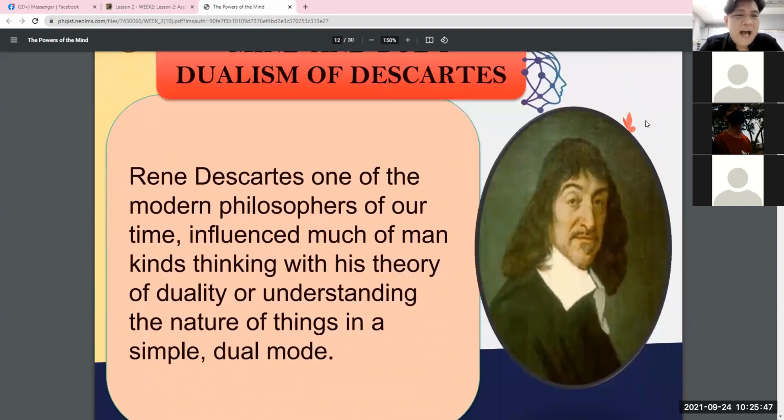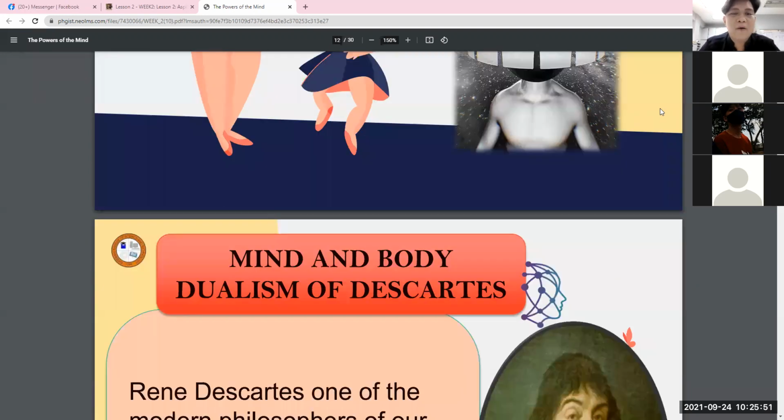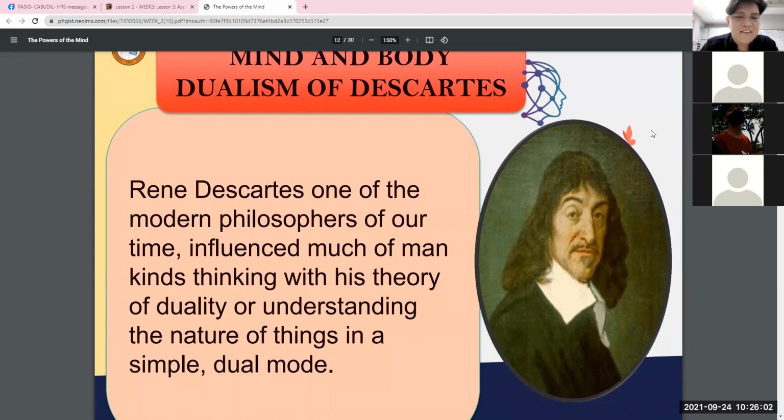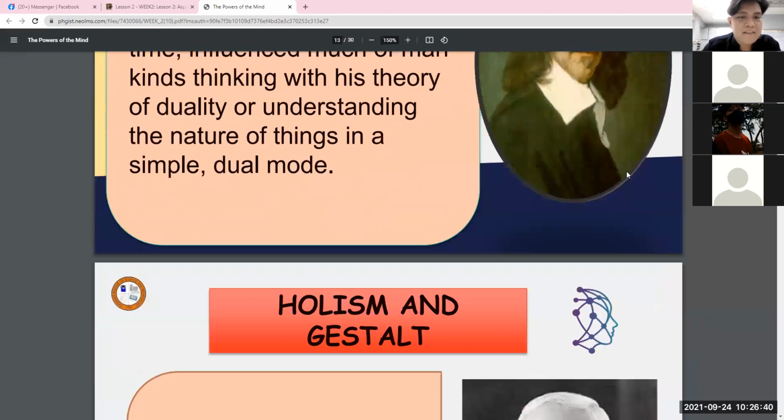Okay, so we have here the holistic development about your mind. Mind and body is a dualism of Descartes. René Descartes, one of the modern philosophers of our time, influenced much of mankind's thinking with his theory of duality and understanding the nature of things in a simple or dual mode. We took the understanding of our environment by our mind and by our body. So dual mode daw yan. Kailangan pagsamahin natin yung mind and body para maging holistic ang ating pamumuhay. Yun yung sinasabi ni René Descartes.